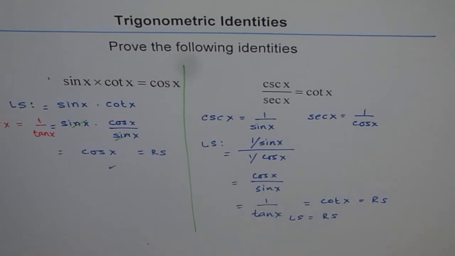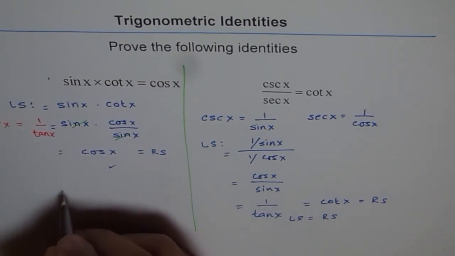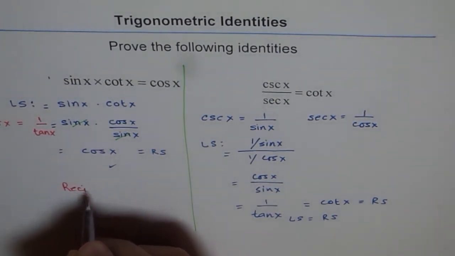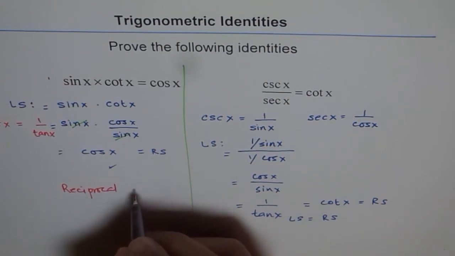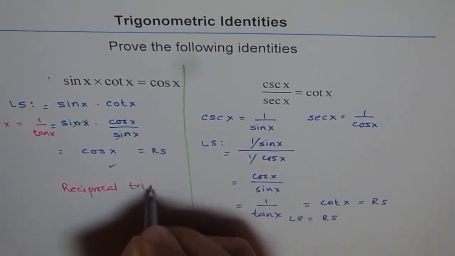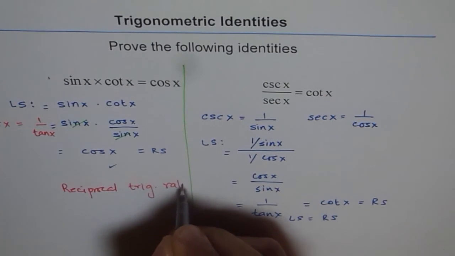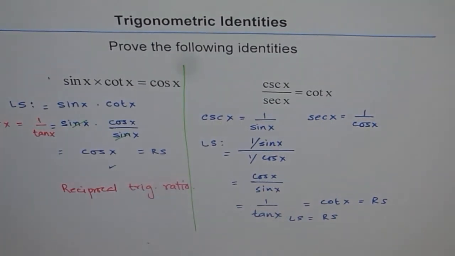So here in this example, we took some identities where we worked with the reciprocal trigonometric ratios, right? Correct? So these are good examples to start with, and soon you'll get used to all 6 trigonometric ratios: sine, cosine, tangent, and cosecant, secant, and cotangent.